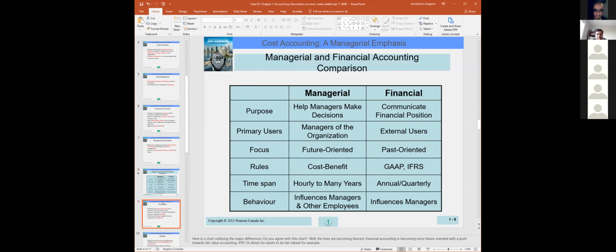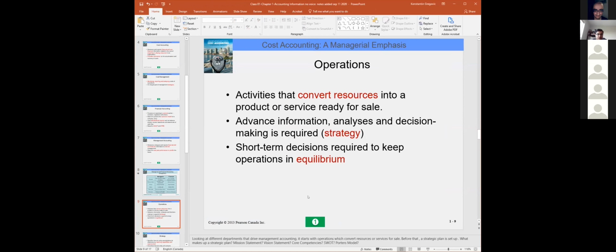Operations, looking at different departments that drive management accounting, it starts with operations. So operations convert the resources and services, but before operations can start, you have a strategic plan. So mission statement, we just talked about it, vision statements, core competencies, environmental analysis, SWOT, Porter's model is another example. For the purposes of this course, you basically need to know what a strategic plan is, but we're not going to drill down to the details.